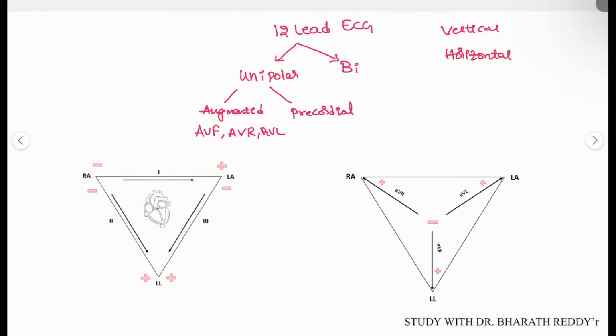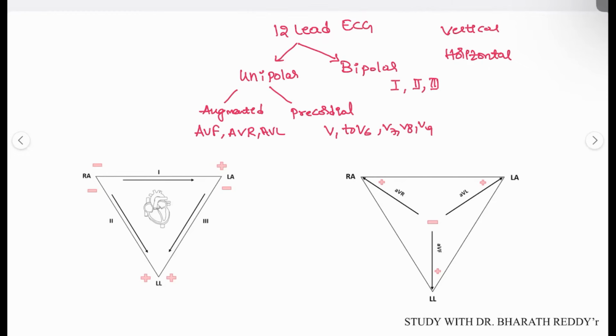And next you have your bipolar leads. What are those bipolar leads, guys? Lead 1, lead 2, and lead 3. Precordial leads are your V1 to V6. Sometimes V7, V8, and V9 are also included because the posterior side of the heart is included.